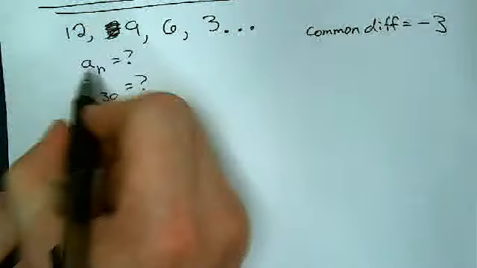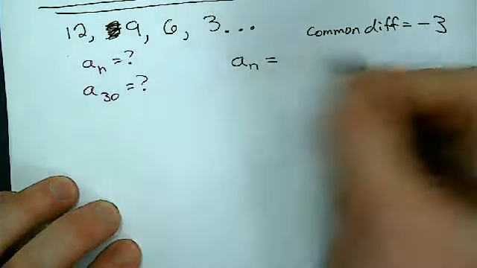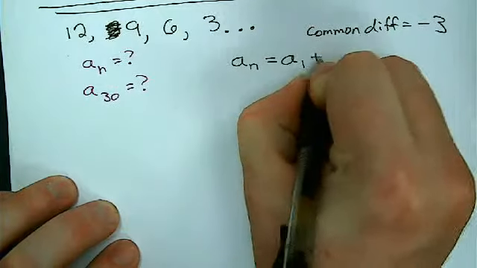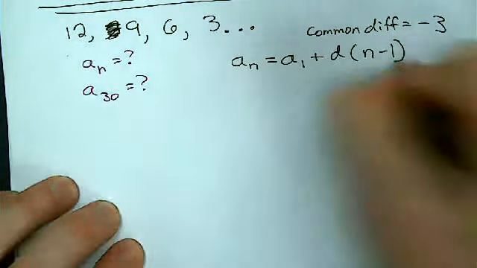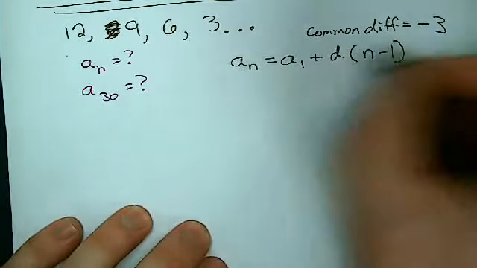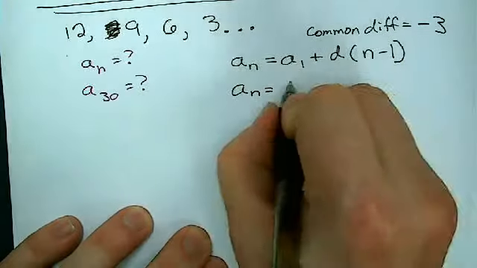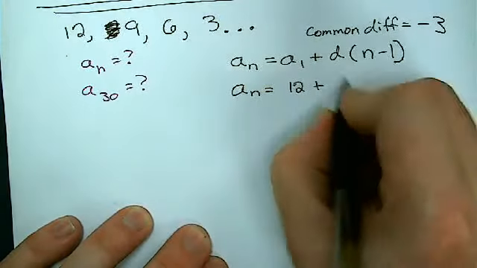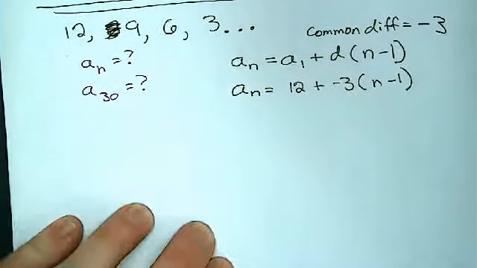Remember, the general form, the general equation, is any given term is my initial term plus my common difference times n minus 1. That's the general equation before I filled in. So now let's take what I know and plug them in. Any term in the sequence is going to be 12 plus -3 times n minus 1.